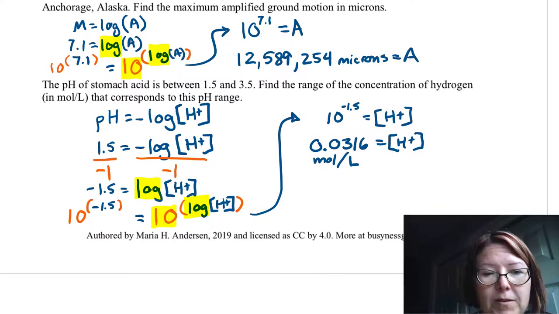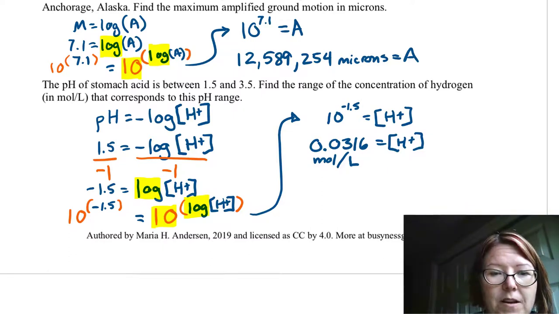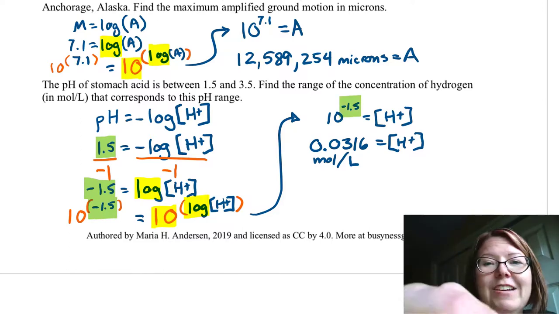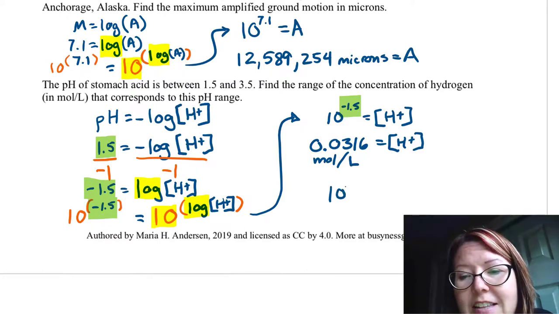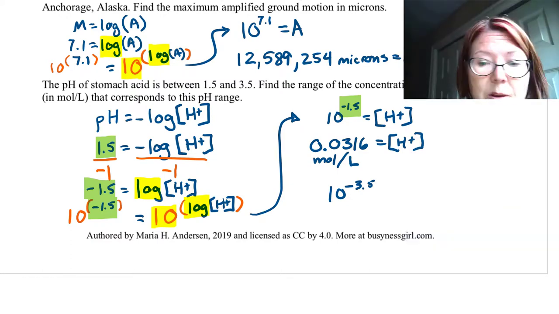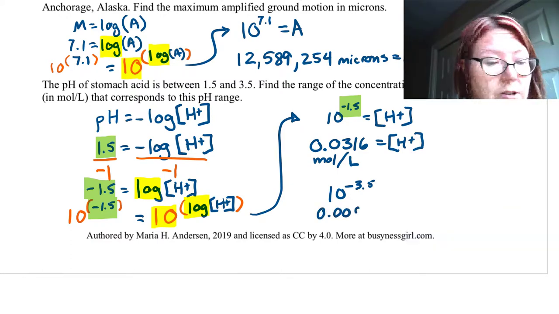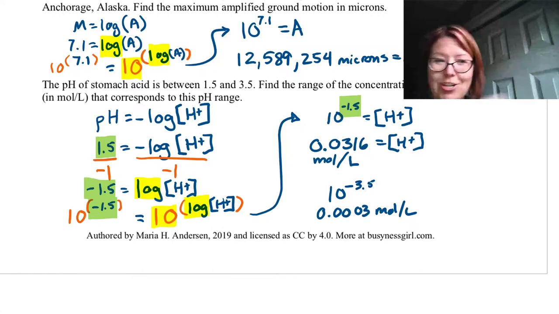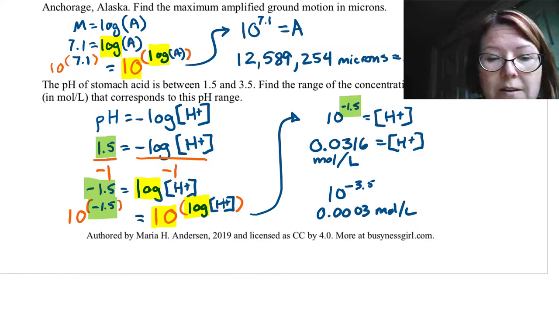Well, if you just follow this formula through, let's look at where that 1.5 shows up. It shows up as 1.5 equals negative log of H plus, and then negative 1.5 equals positive log of H plus, and then 10 to the negative 1.5 on the left-hand side. And that's what we end up evaluating for our answer. So I think we can just do 10 to the negative 3.5 to find the other side of the range. And 10 to the negative 3.5 is 0.0003 moles per liter.